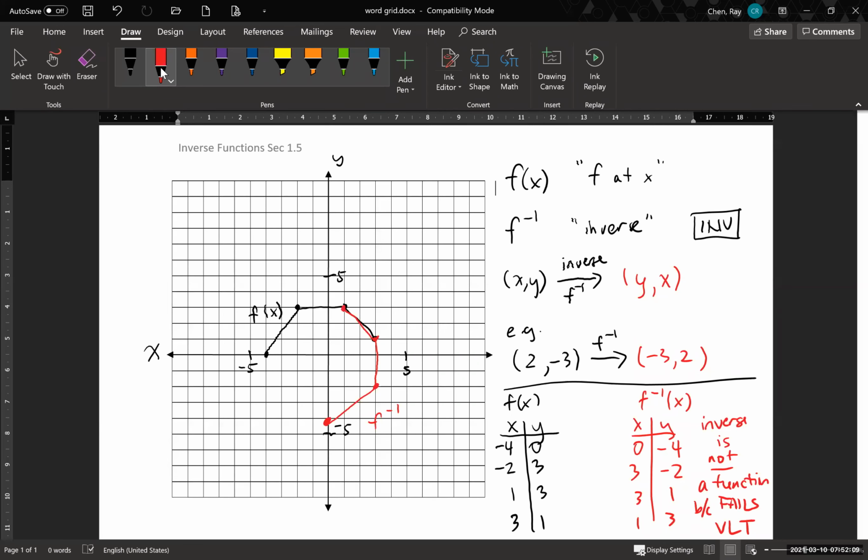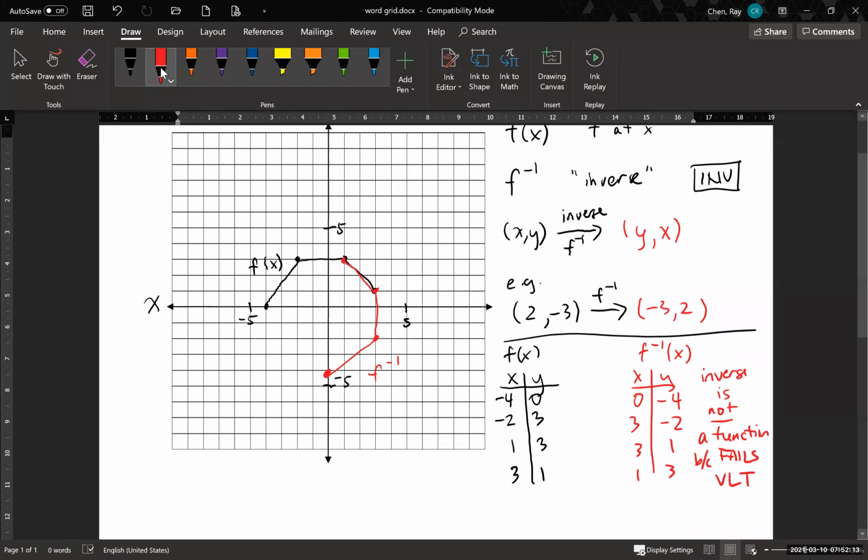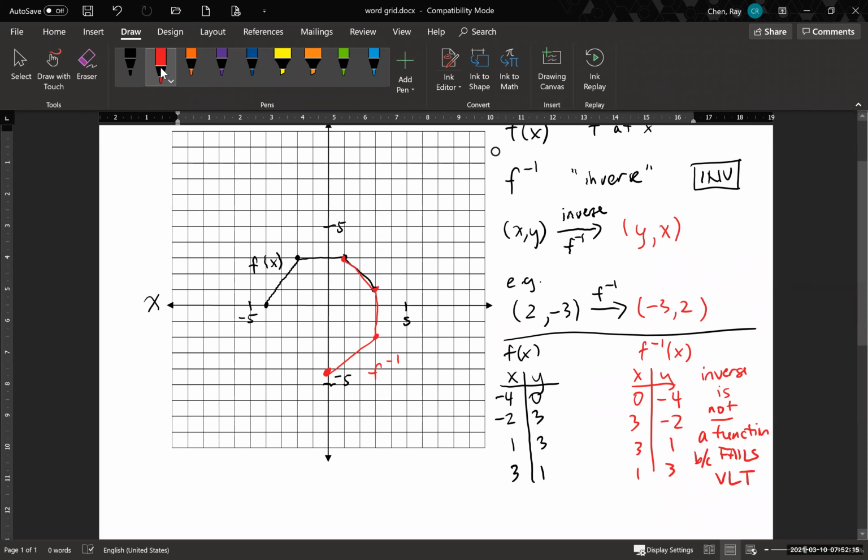So one more time, not all inverses are going to be functions. If you really wanted a quick definition, if a function is one-to-one, then its inverse will always be a function. So in this case, it's not.